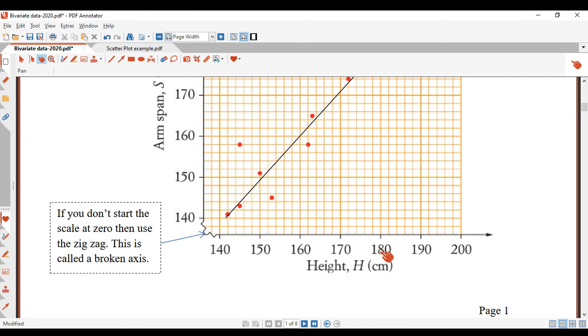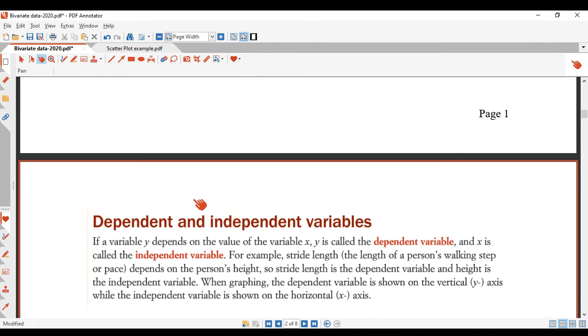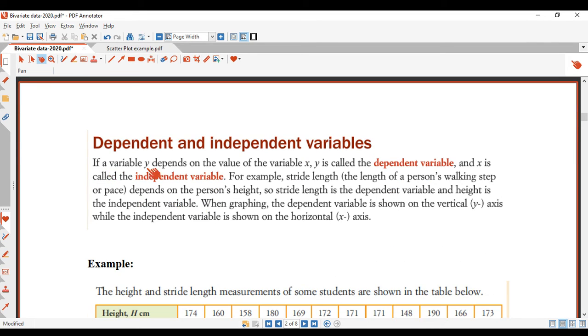The independent variable tends to go on the x-axis and the dependent variable goes on the y-axis. So if we just read through this together, the variable y depends on the value of the variable x. y is called the dependent variable, and x is called the independent variable.